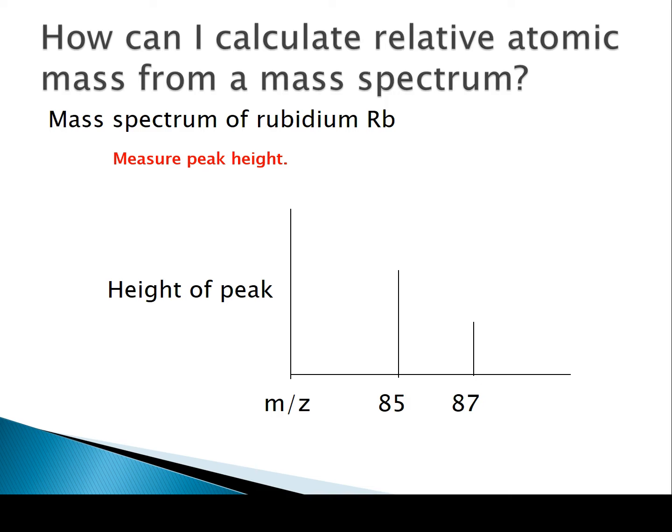So in order to calculate the average atomic mass for rubidium, the first thing we have to do is measure the peak height. Once you have the height of the peaks, you can use those heights to calculate the abundance. So to do that, we will plug into the average atomic mass formula: multiply 85 times the height of the peak representing the mass of 85 divided by the total height of both peaks combined, plus 87 times the height of its peak divided by the total. So take a moment, pause the video, and see if you can do that for yourself.